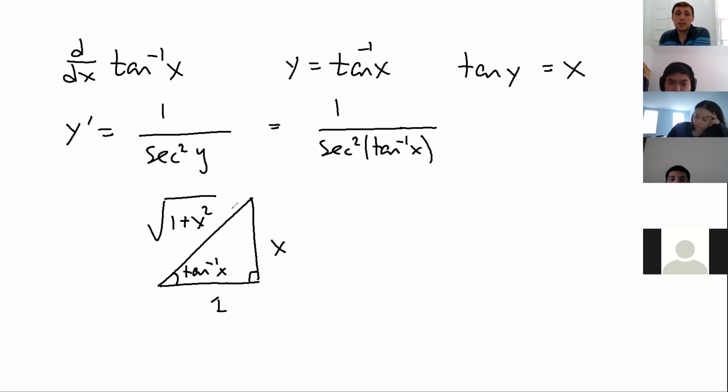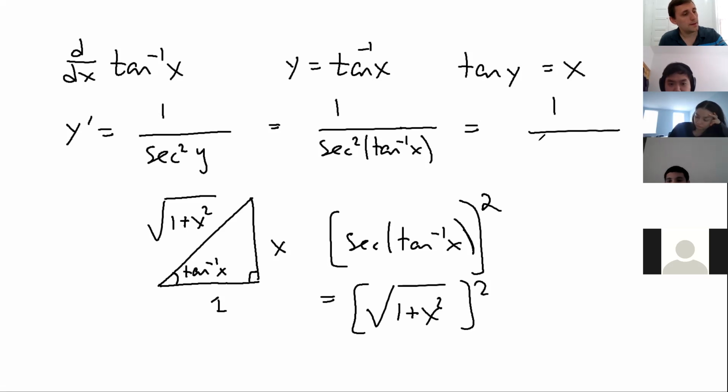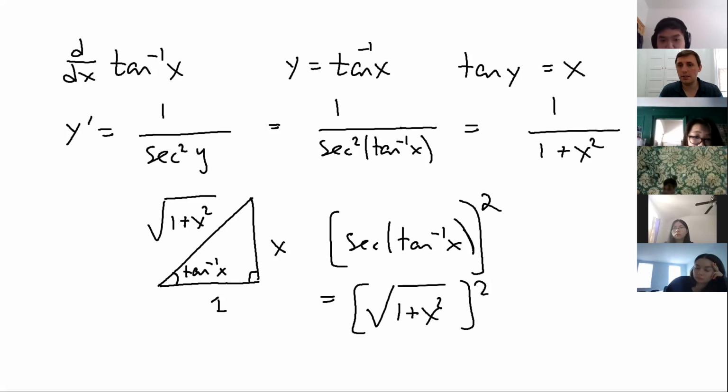So what is secant squared? Secant squared is hypotenuse over adjacent, right? So hypotenuse over adjacent. So basically I have that secant of tangent inverse x, if it is squared, this is simply root of 1 plus x squared, squared. So the result is 1 over 1 plus x squared. Agreed? Are we together, guys? We all understand? Ask me questions if something is not clear.